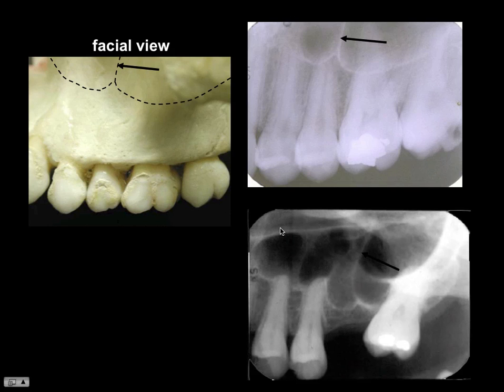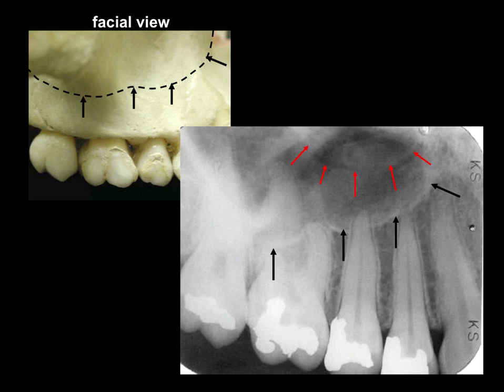Incidentally, the Y-line of Ennis is just visible on the edge of this radiograph, just to orient you there. And this is the floor of the nasal cavity running back. On this radiograph, once again, we're seeing the black arrows pointing at the maxillary sinus floor.